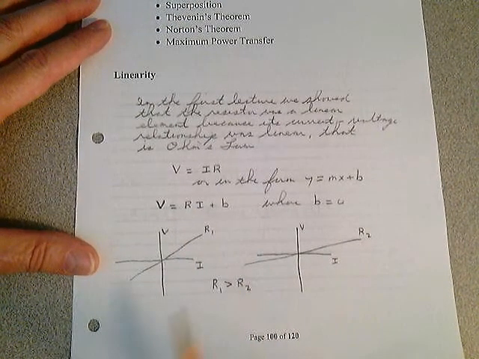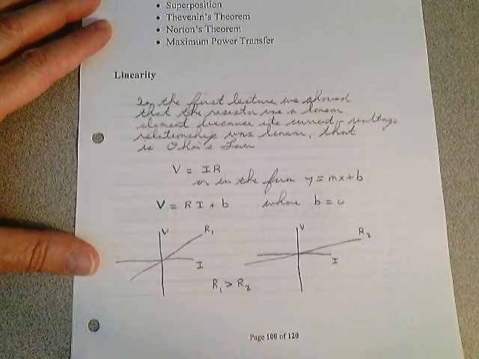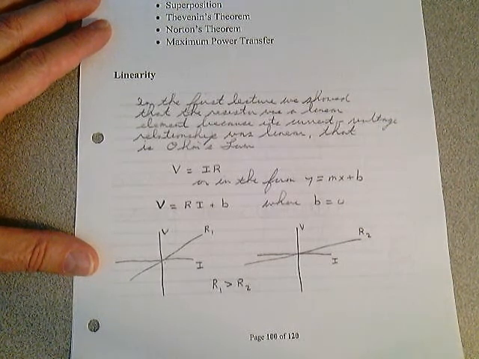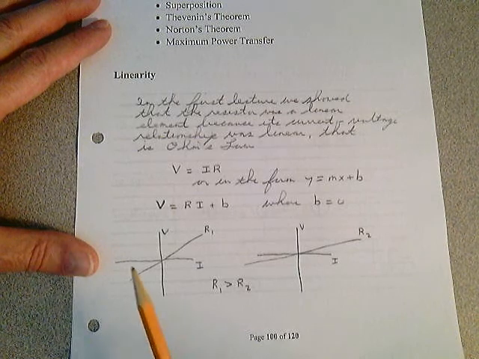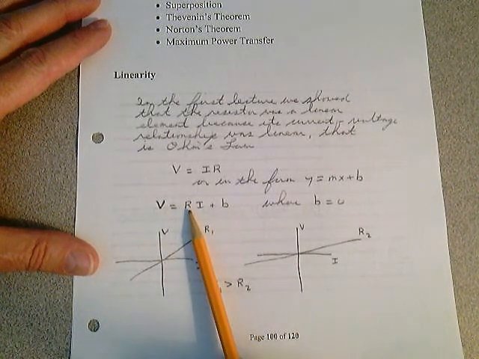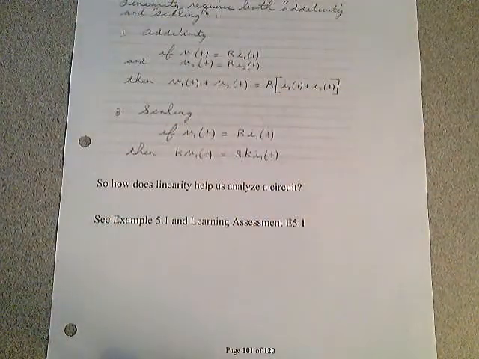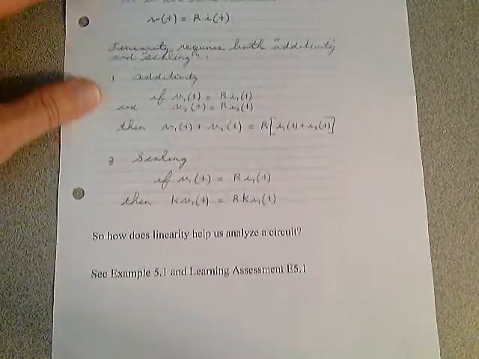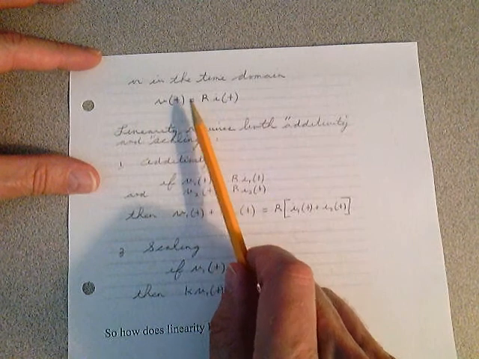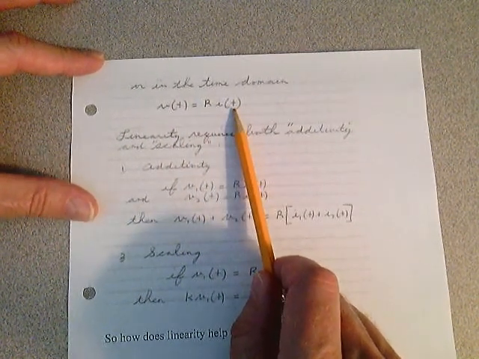That's a linear relationship. There's a linear relationship between voltage and current in a resistive circuit, and the relationship between the two is the constant R. That's the slope. On page number 101, in terms of the time domain, the voltage with respect to time is equal to the resistance times the current with respect to time.